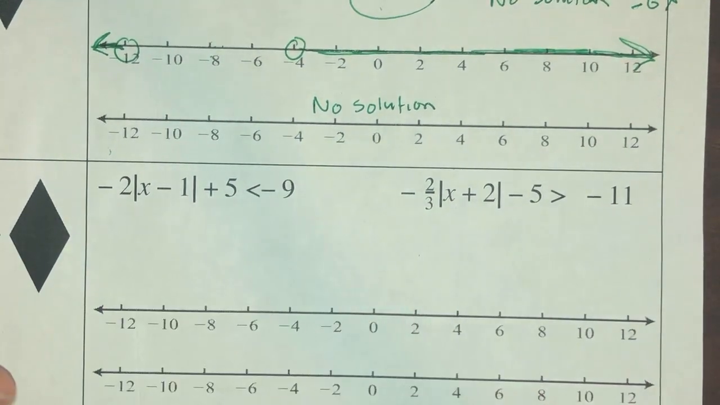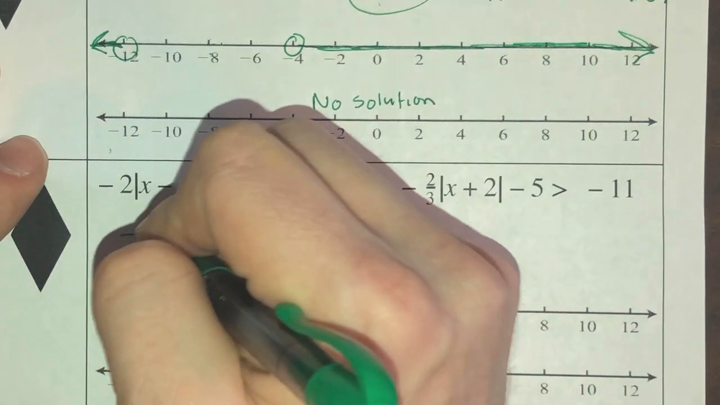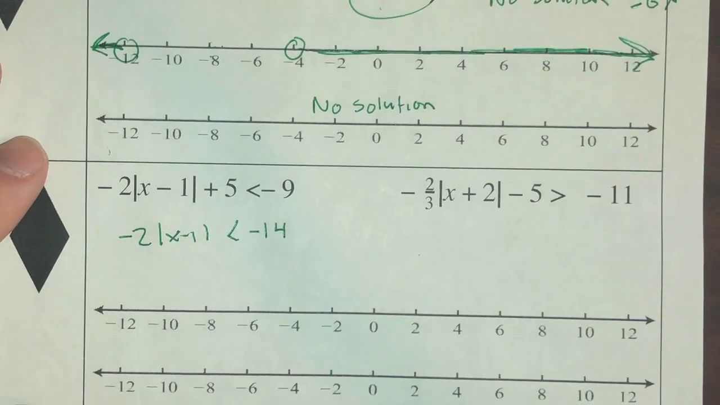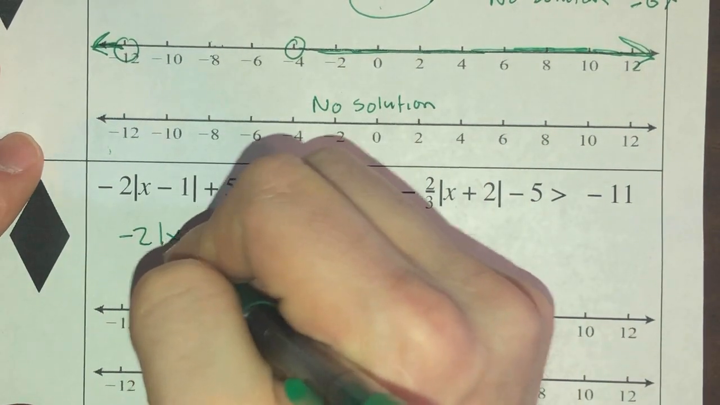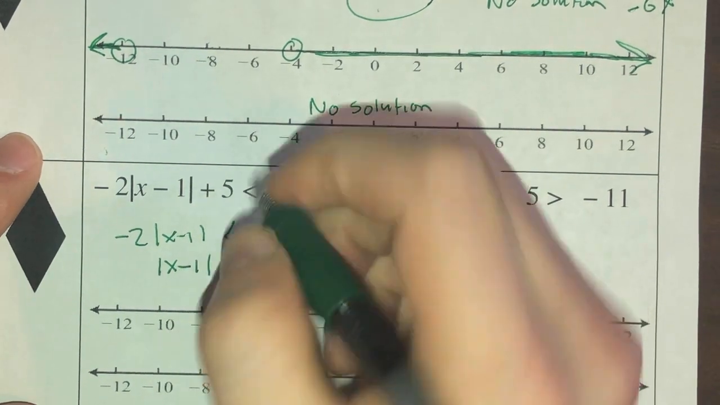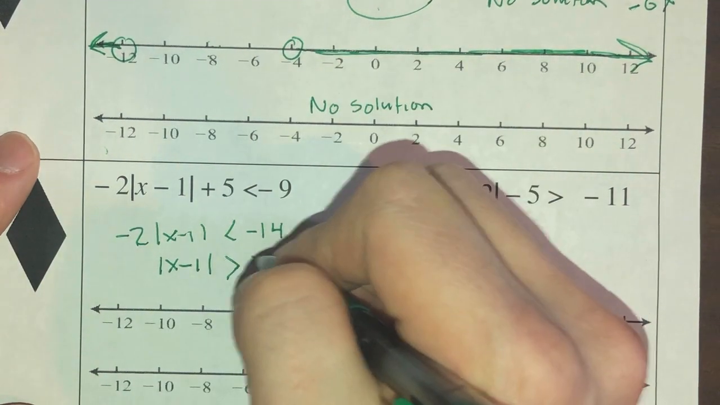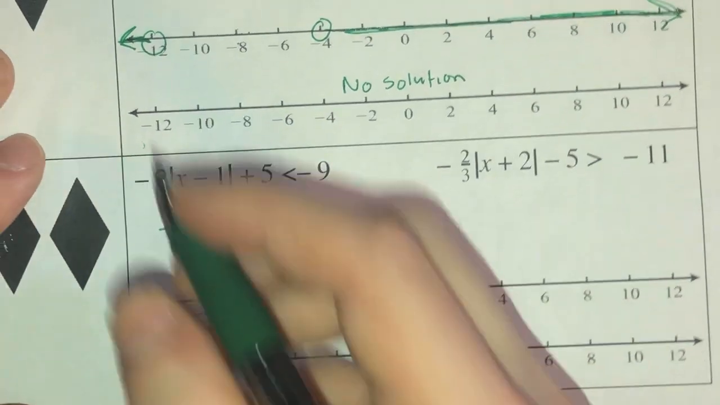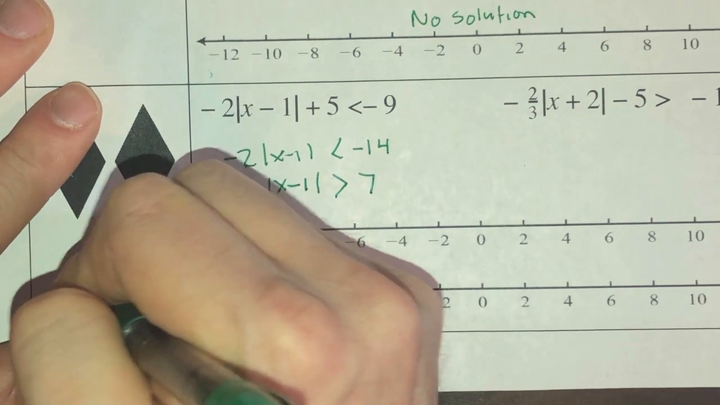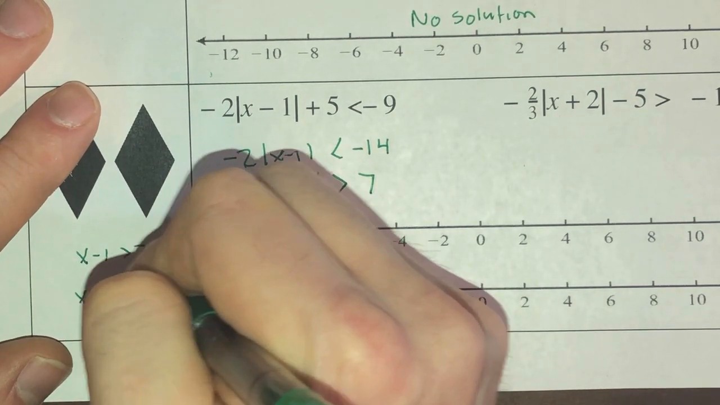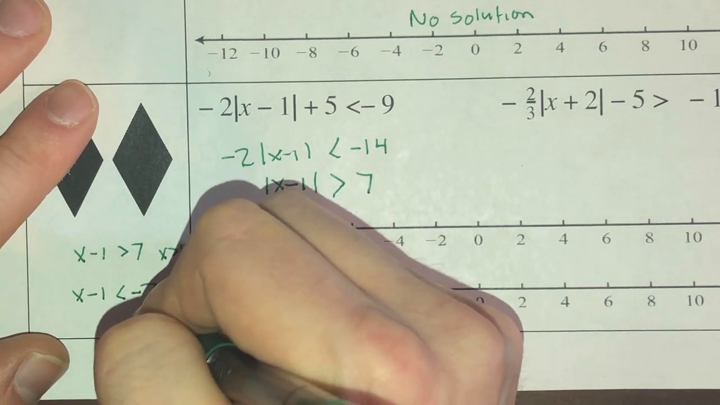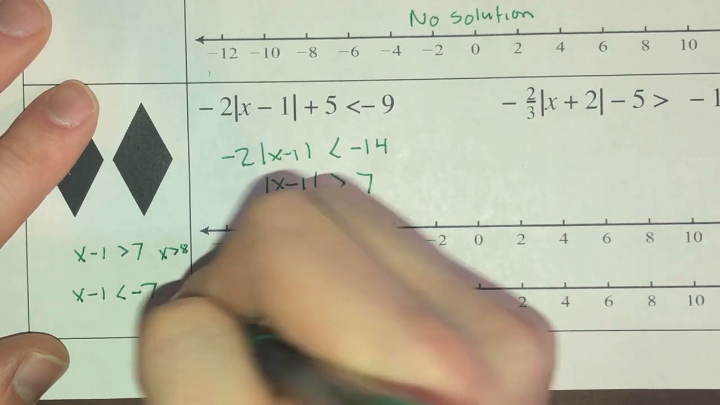Okay? Finally, I'm going to come down here. So let's take a look. Here, subtract 5 on both sides. Negative 2, absolute value of x minus 1, less than negative 14. Divide by negative 2. Now remember, what do we do? Flip it, because you're dividing by a negative. 7. Now you solve it. So I'm going to come over here. X minus 1 is greater than 7. X minus 1 is less than negative 7. I add 1. X is more than 8. I add 1. X is less than negative 6.